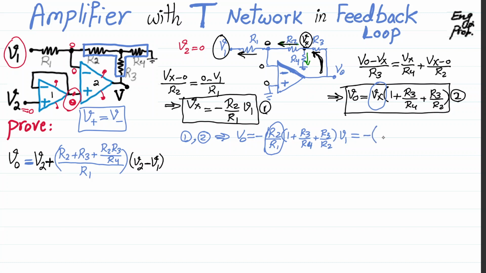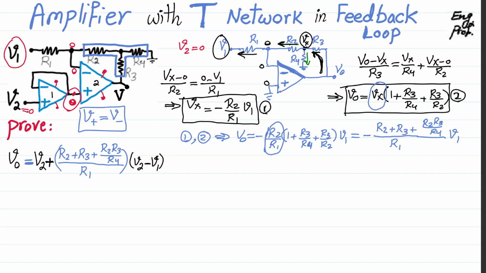Negative, so I'm going to keep R1 outside, and then in the numerator, if I'm writing this whole thing properly, I'm going to get R2 plus R3 plus R2 R3 divided by R4, times V1.